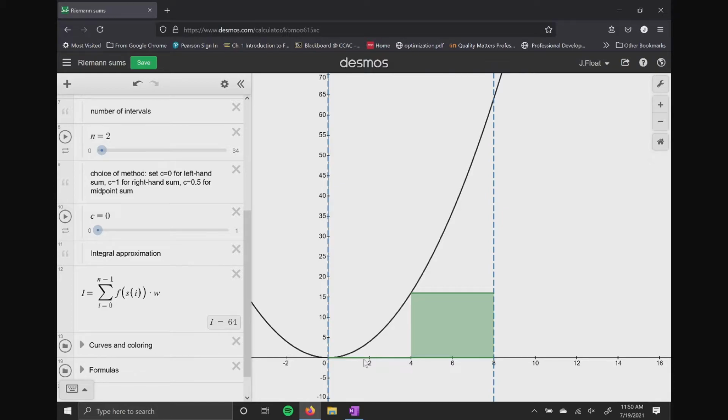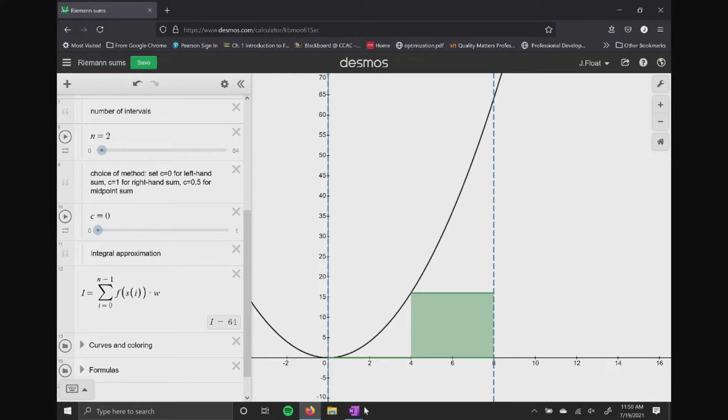So we would get 0 here. However, if we were to look at this situation right here, from 4 to 8, the distance in between 4 and 8 is 4 total units. But then the height of this rectangle is going to be f of 4. So this is going to be 4 times 4 to the second power.